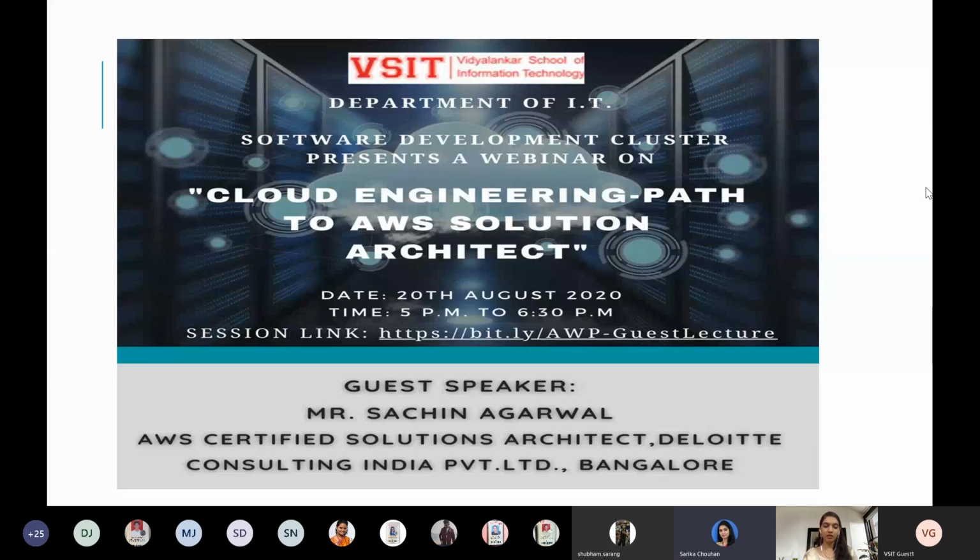Today we have our esteemed guest speaker, Mr. Sachin Agrawal, AWS Certified Solutions Architect, Deloitte Consulting India Private Limited, Bangalore. He has industry experience of more than 5 years, concentrated on implementing automation and scripting, AWS and DevOps, analytics and cloud solutions, with strong exposure in networking protocols and CI/CD implementation. He has many certifications to his name, to name a few: AWS Certified Solutions Architect, Google Analytics Certified. He is a Python developer certified by HackerRank, and his job roles are DevOps engineer, team lead.